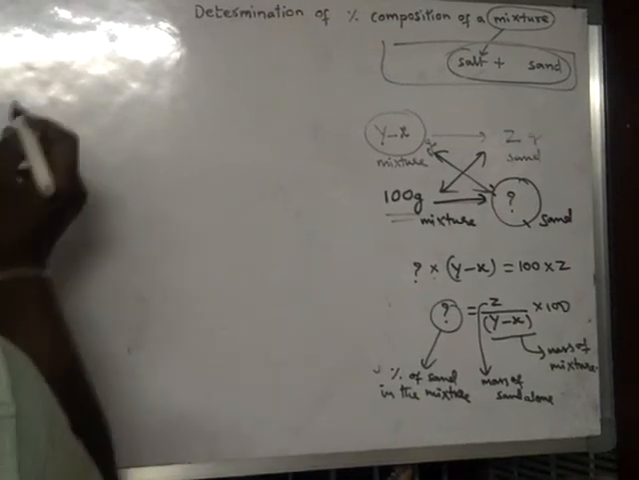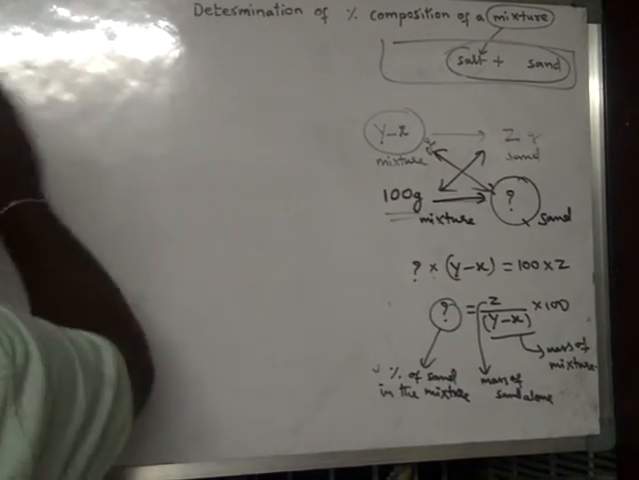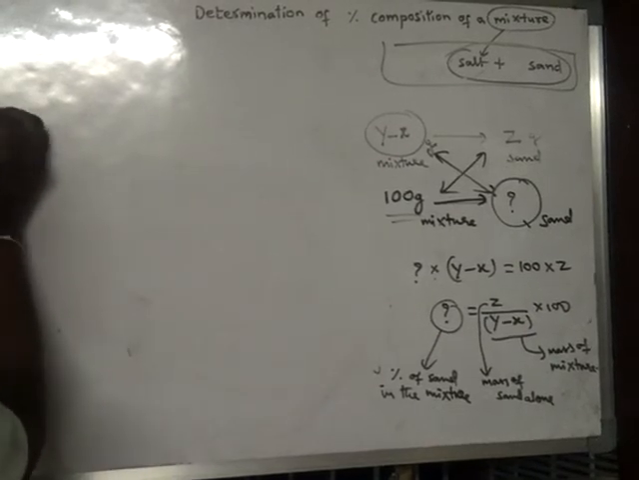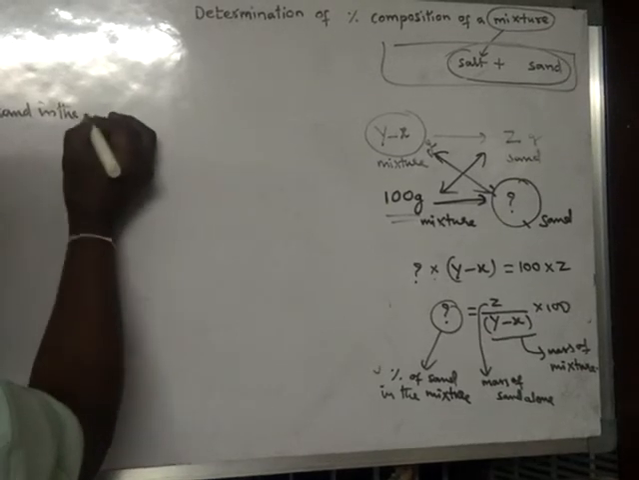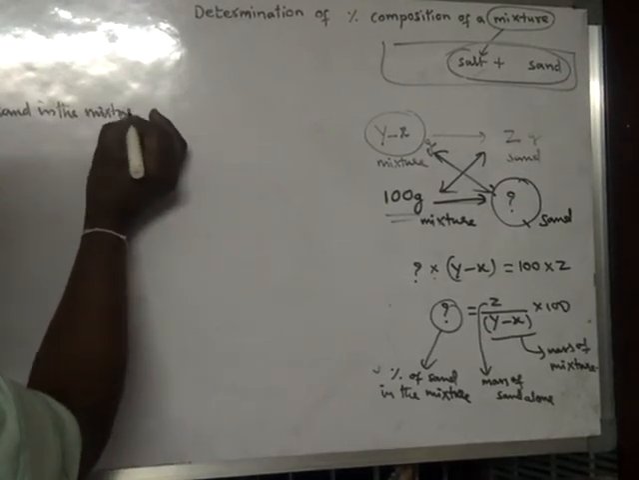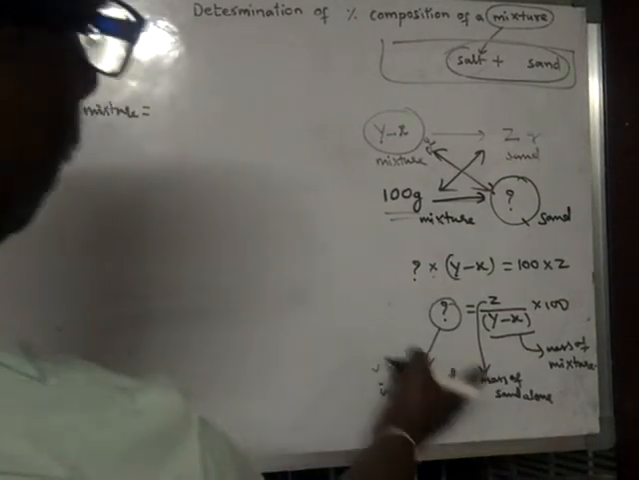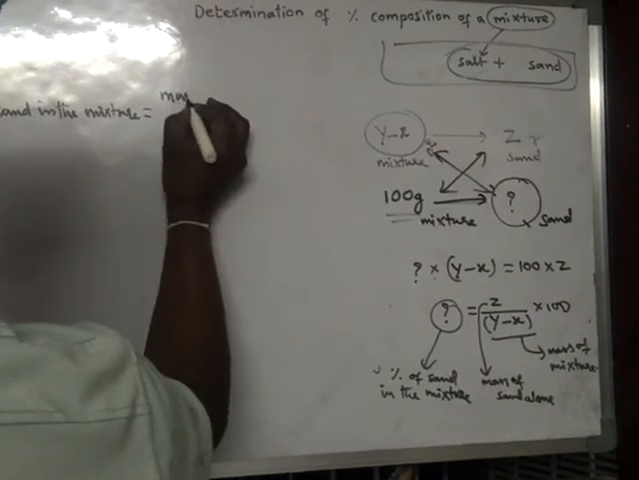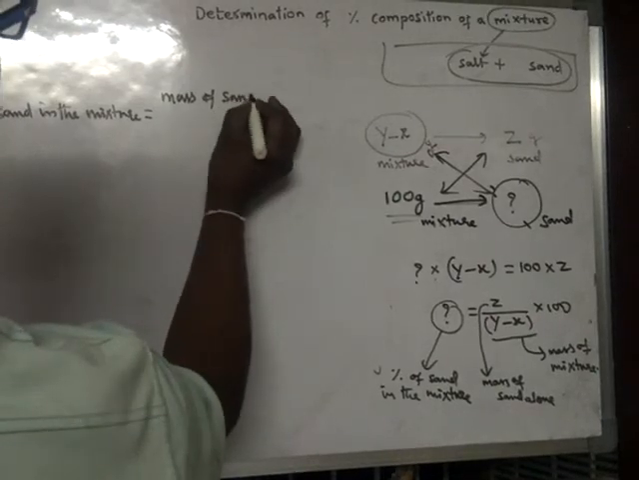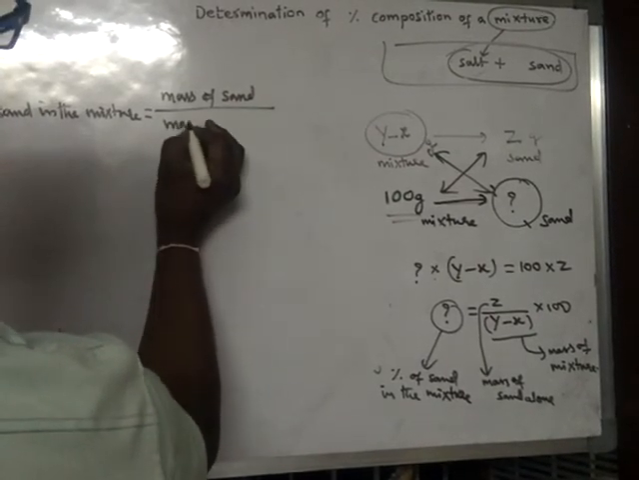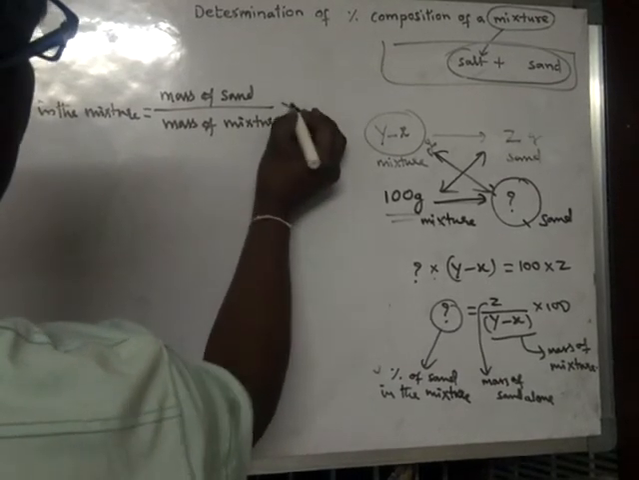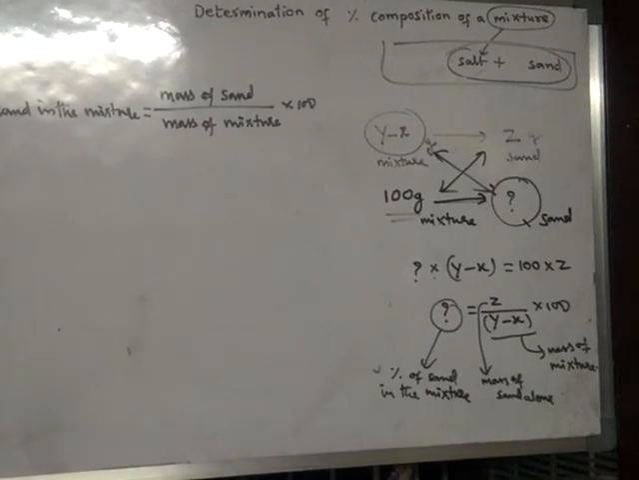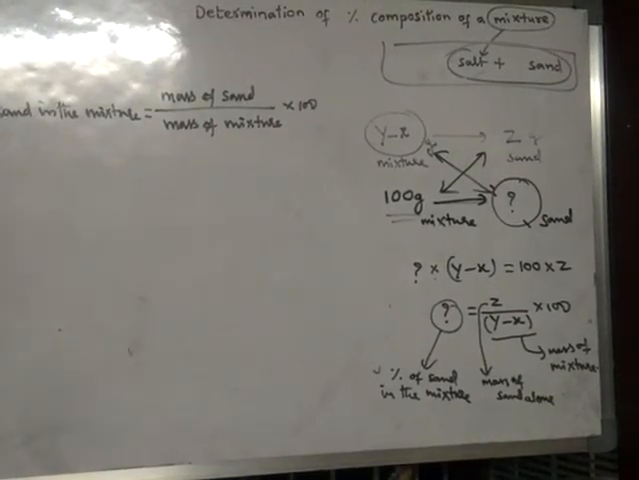Percentage of sand in the mixture is equal to mass of sand by mass of mixture into 100. So in this way we can find the percentage of a given substance in the mixture.